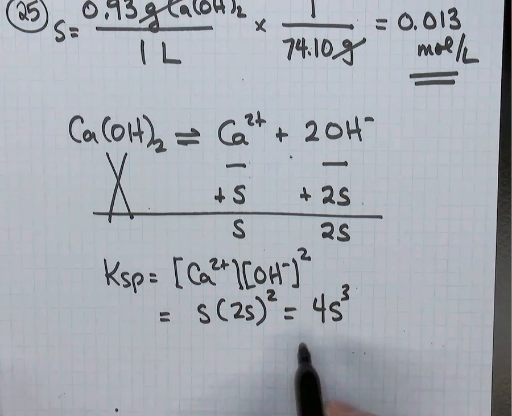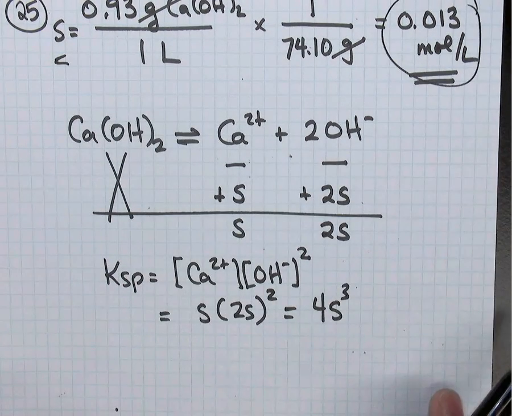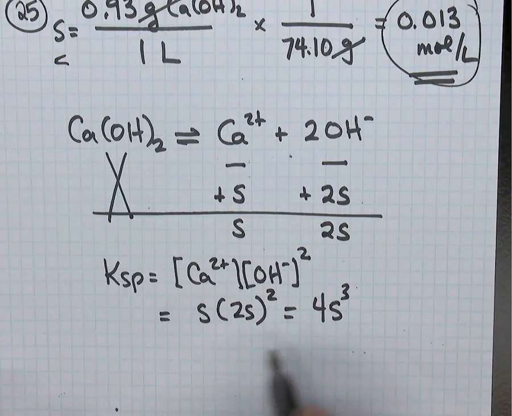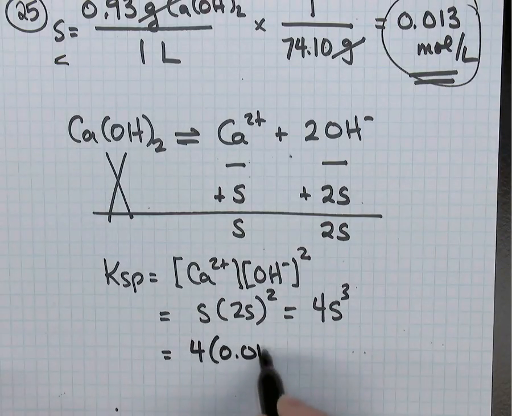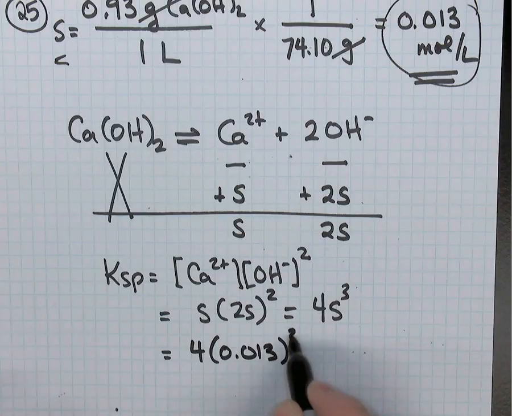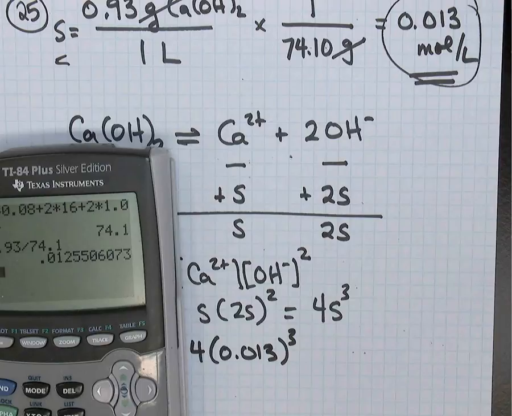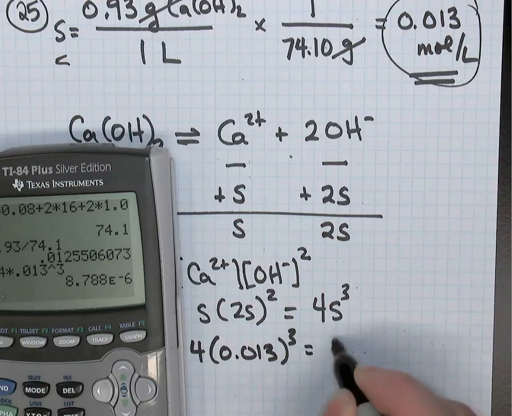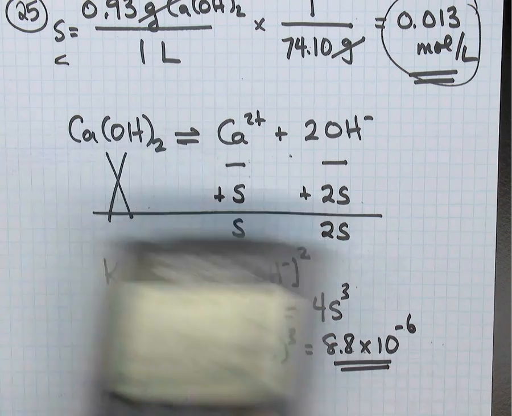So now finally, since we know that S is 0.013 moles per liter, we can just put that in. The KSP is equal to 4 times 0.013 cubed. And so grabbing the calculator, 4 times 0.013 to the power of 3 is 8.8 times 10 to the minus 6. There's the value for my KSP.